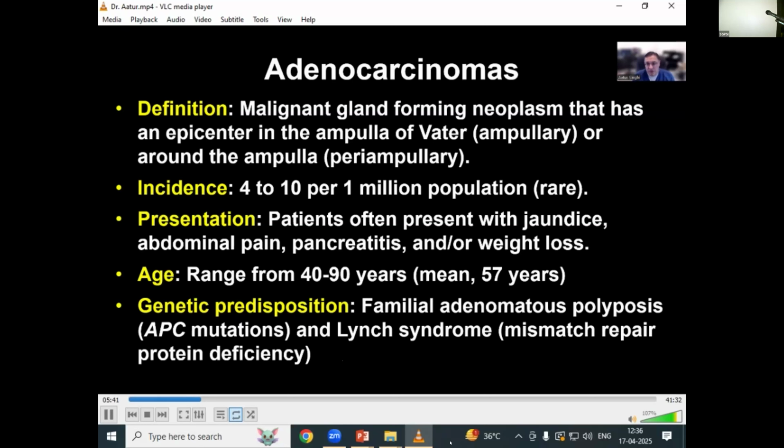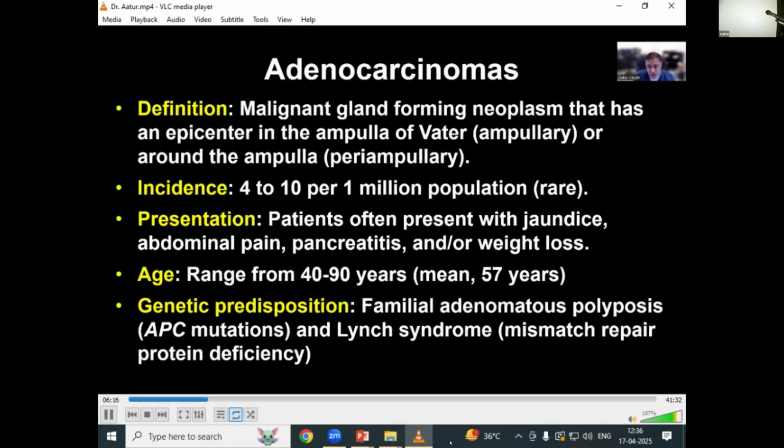And like any adenocarcinoma, by definition, these neoplasms are malignant gland forming that have an epicenter in or around the ampulla. Thankfully, these neoplasms are rare, but they are associated with a poor prognosis, typically on the order of a 15 to 20% 5-year survival rate. Patients often present with jaundice, abdominal pain, pancreatitis, and sometimes weight loss before coming to presentation. And these are typically due to secondary obstruction by a resulting mass lesion at an area that's unfortunately inopportune, being right next to the pancreatic duct and common bile duct.